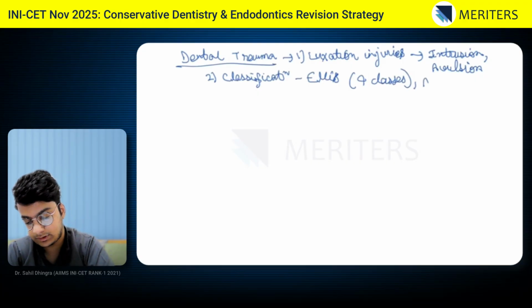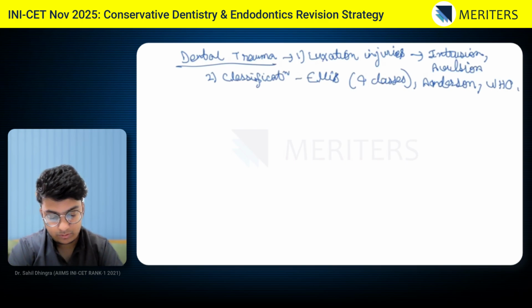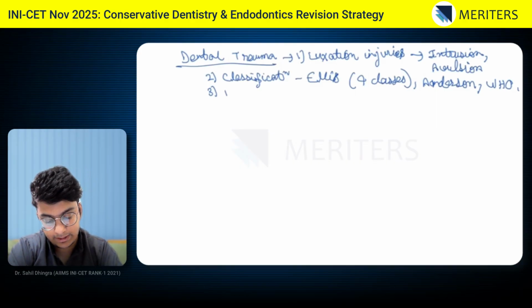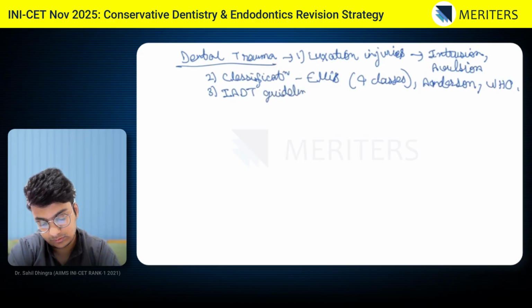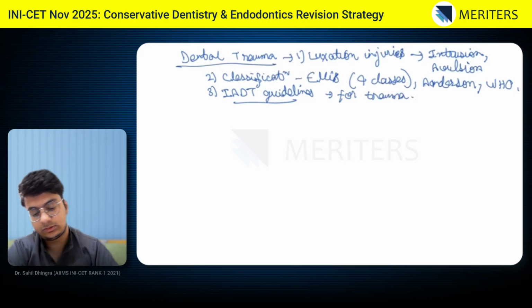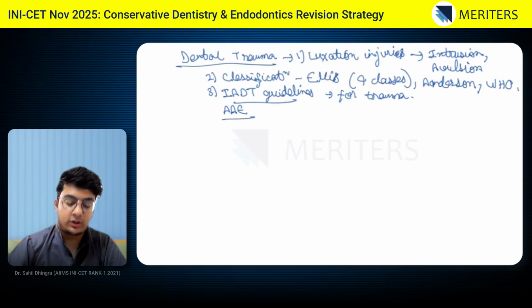Other than this, we have the Andreasen classification and the WHO one. All these are the important classifications for dental trauma. Now, in dental trauma, other than textbook reading, you also have to follow a few guidelines. So you have to read the latest IADT guidelines for dental trauma, and the AAE guidelines also. These 2 guidelines you have to cover.